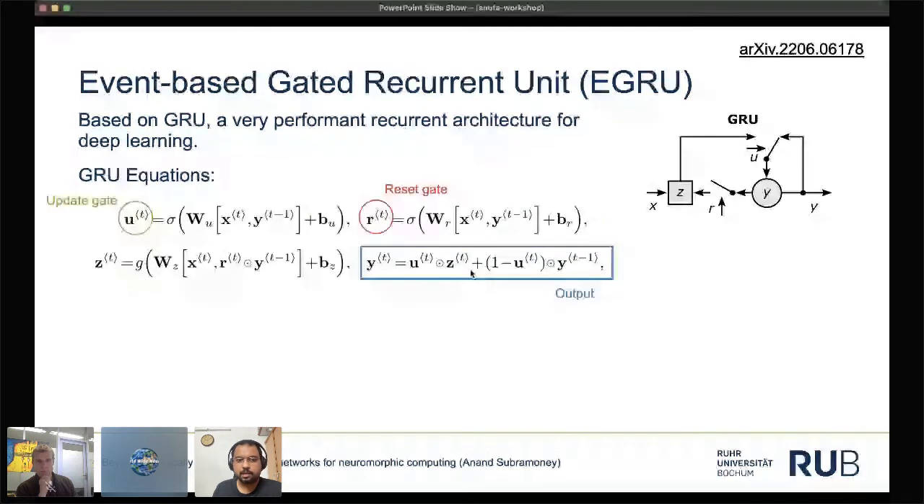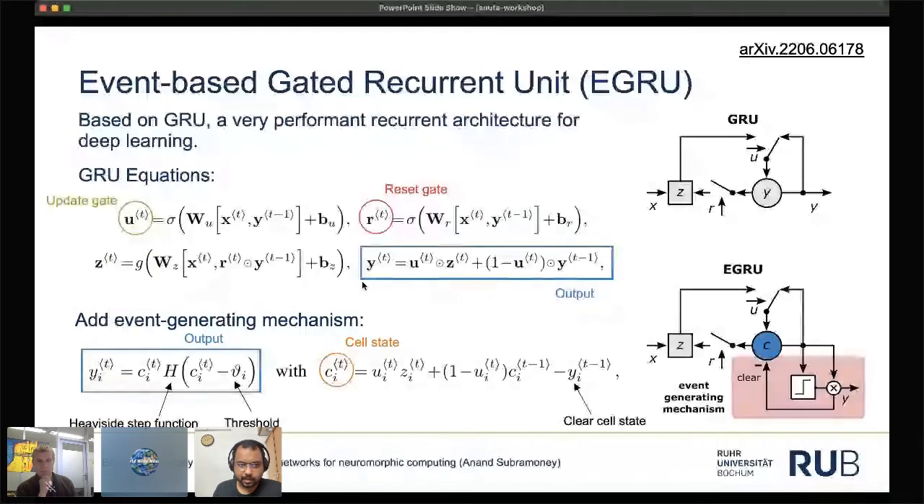So we add an event generating mechanism to these dynamics, and you essentially end up with what we call the event-based gated recurrent unit. The event generating mechanism is essentially a Heaviside step function with a threshold. So you take the internal state, subtract the threshold, and if it's above zero, then you emit the event. The major difference from a spiking network is that the event that is emitted contains information about the cell state. For a discrete time simulation, this is actually a real valued number and not binary.